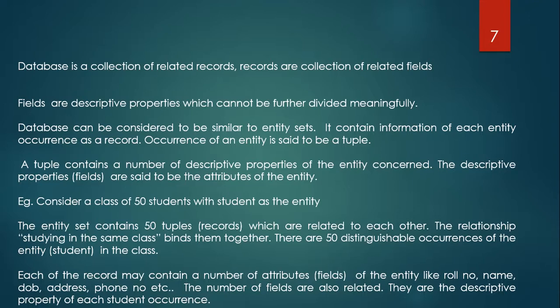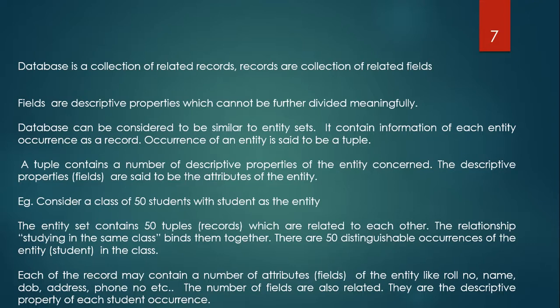So a database can be considered to be similar to entity sets. It contains information of each entity occurrence as a record. That means if you are considering an entity, the database contains a collection of entity occurrences. An occurrence of an entity is said to be a tuple. That is the database term for records. So usually we use the two terms interchangeably. A record is similar to a tuple.